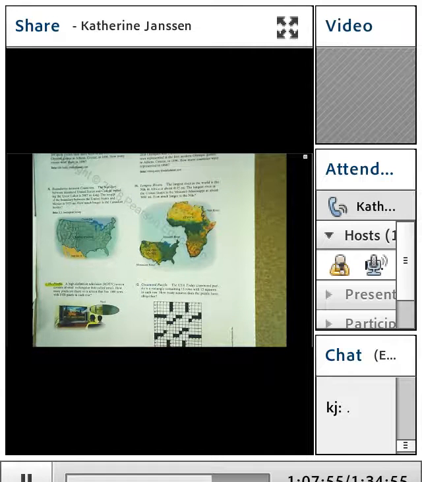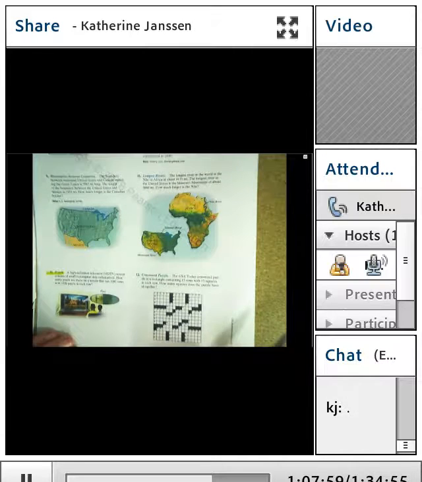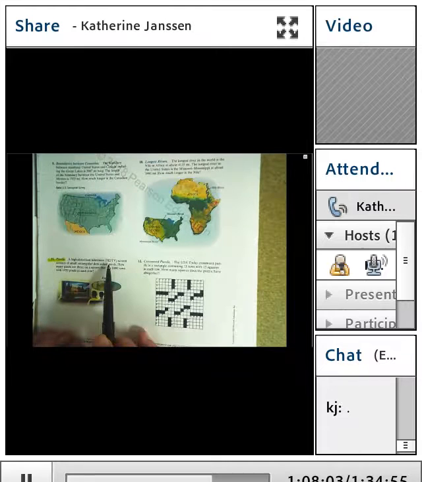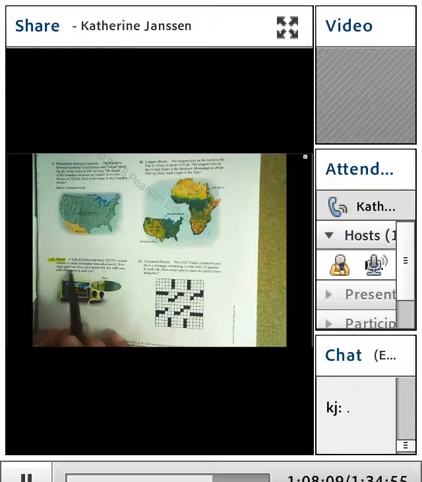On page 64, number 11. A high-definition TV, HDTV, screen consists of small rectangular dots called pixels. How many pixels are there on a screen that has 1,080 rows with 1,920 pixels per row?